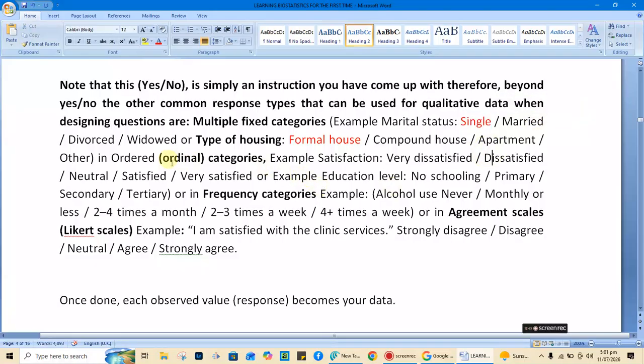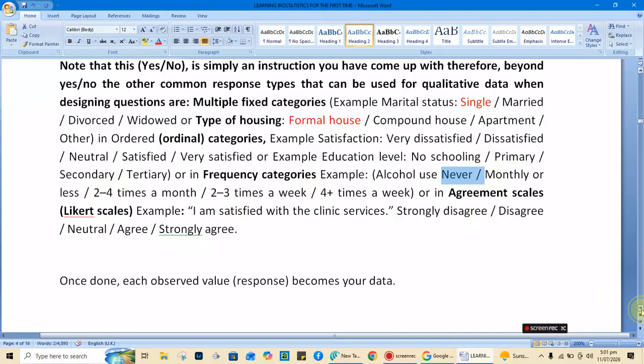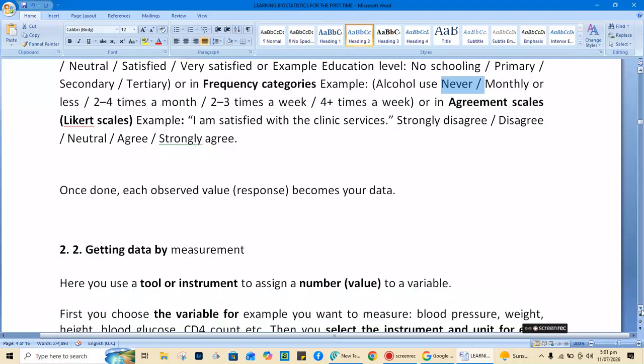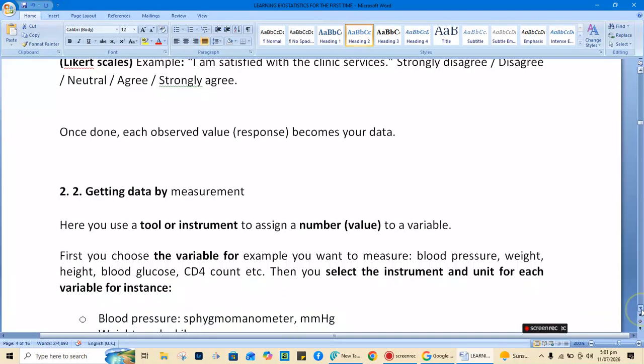It can also be on ordinal categories. For example, satisfaction: very satisfied, dissatisfied, neutral, satisfied. Frequency of distribution, for example alcohol use: have they ever used, never, monthly, two to four times a month. These are some of the questions that you can use to come up with your qualitative data through observation. Once done, each observed value or response that you get, that's what we call a value or data. The response that you get is what is going to be called data in this case.